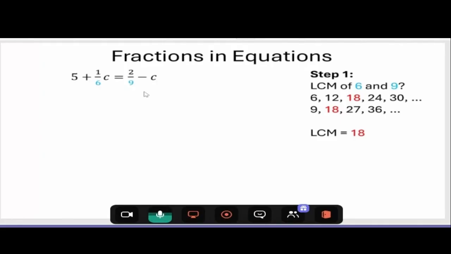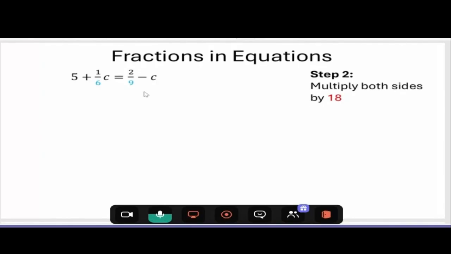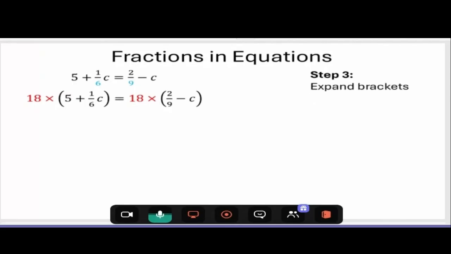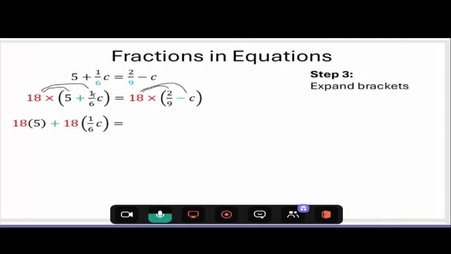So step 2, take that 18 and multiply both sides. This is actually the easiest step because you just write it like that, right? I'm going to multiply both sides by 18. Okay, I got brackets on both sides, so I'm going to need to expand those brackets. The 18 goes in on the left, so 18 times 5, and 18 times a 6th C with a plus sign in between them in green. On the right, a minus sign in blue with 18 times 2/9 and 18 times C on either side.